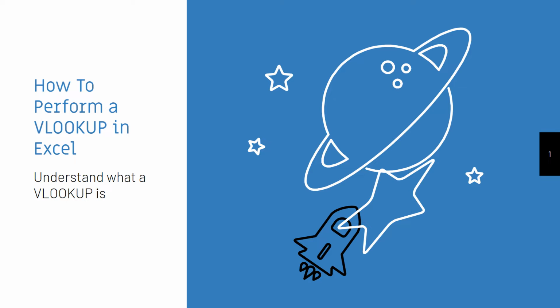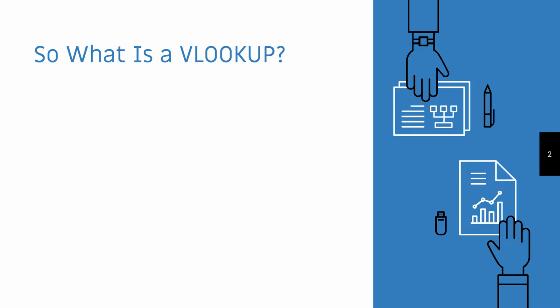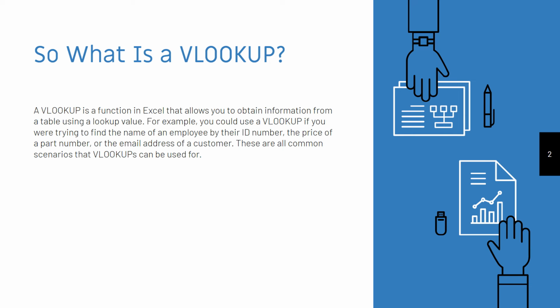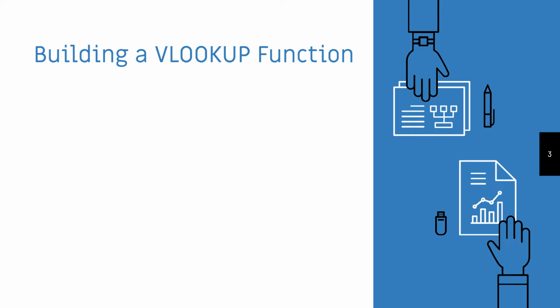VLOOKUP in Microsoft Excel. Before we get started with performing a VLOOKUP, I'd like to quickly explain what a VLOOKUP is and what it's used for. A VLOOKUP is a function in Excel that allows you to obtain information from a table using a lookup value. For example, you could use a VLOOKUP if you were trying to find the name of an employee by their ID number, the price of a part number, or the email address of a customer. These are all common scenarios that VLOOKUPs can be used for.